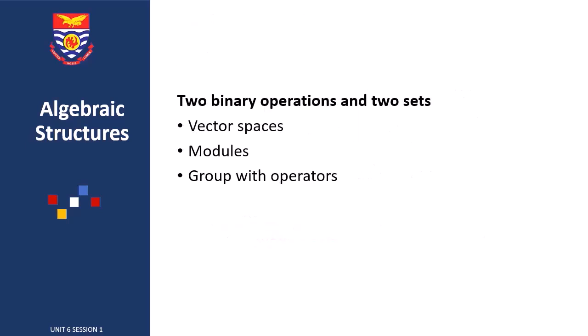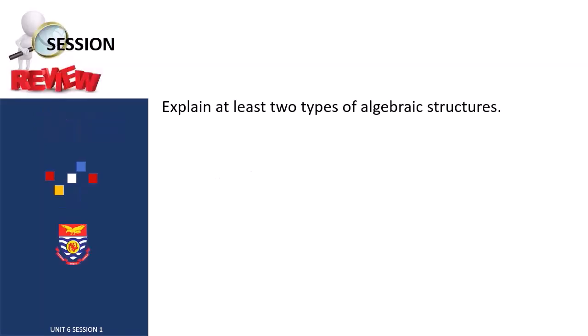So, two binary operations and two sets. We may have something like vector spaces, modules, and groups with operators. Good. So the session review: explain at least two types of algebraic structures. You can mention them, and you can also explain more than that with specific examples. Make sure you read more on algebraic structures.